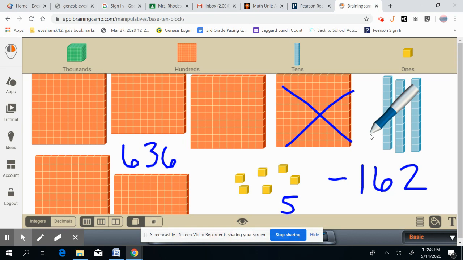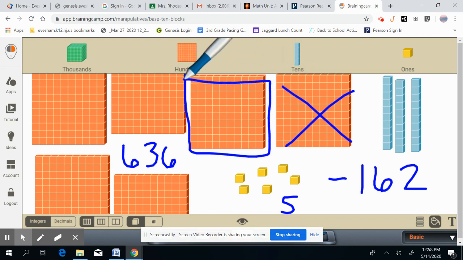Hopefully you're thinking, talking about it. Hopefully you said what I have to do is I have to regroup. So I have to borrow from my hundreds place. So I have to borrow 100. So here's what I'm going to do. This 100 right here, I'm going to borrow.